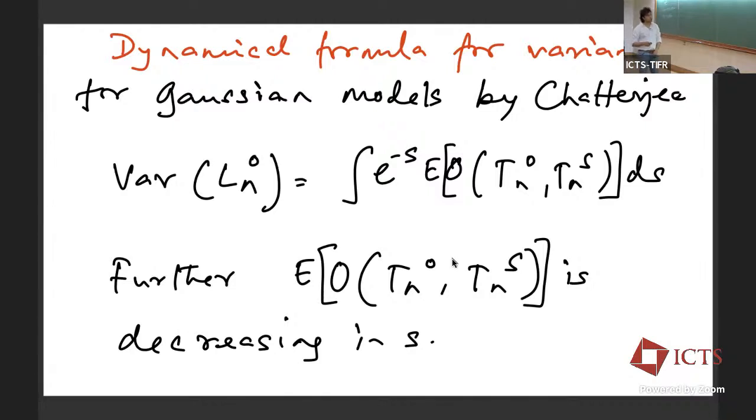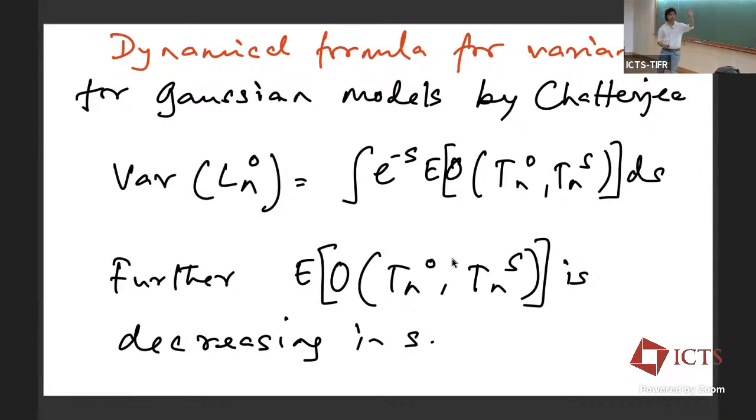Here O of gamma n 0 and gamma n s is the overlap between the geodesic at time 0 and time s. You take the expectation of that. The overlap is a random quantity, so the expectation is a deterministic quantity. You take the integral of e to the minus s times this expected overlap, integrating from 0 to infinity. It turns out to give you the variance. It's a pretty remarkable formula, but it's actually not very hard to derive.